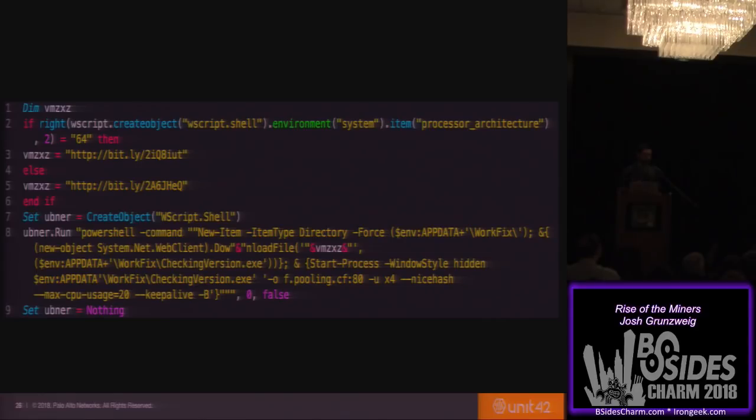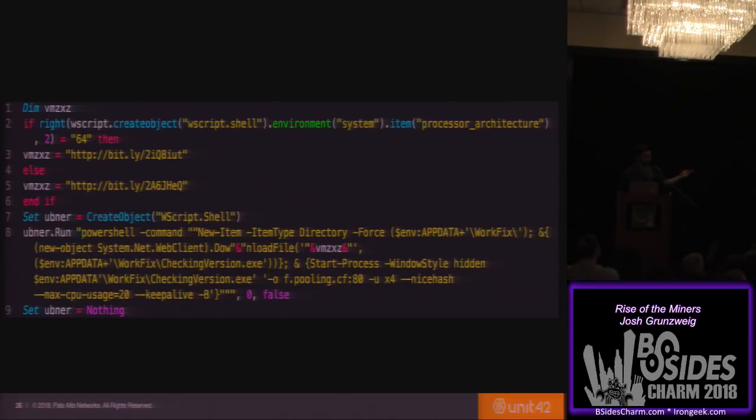And then they are running the payload that gets downloaded via PowerShell. Two things I want to call out, or maybe it's a couple things. After they download and execute it, you can see a number of command line arguments. So there's -o f.pooling.cf, there's -u, there is also max CPU usage. The -o is just pointing it at a mining pool.